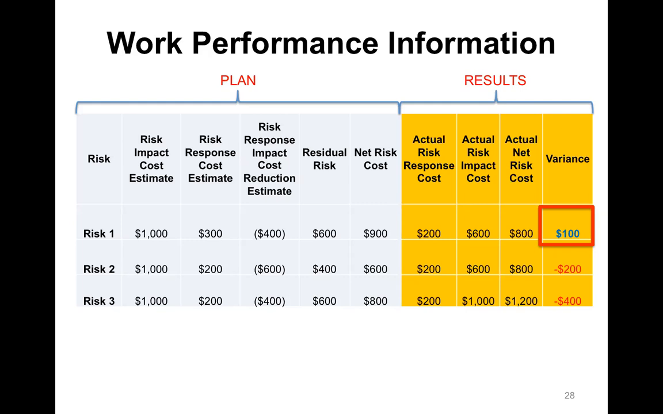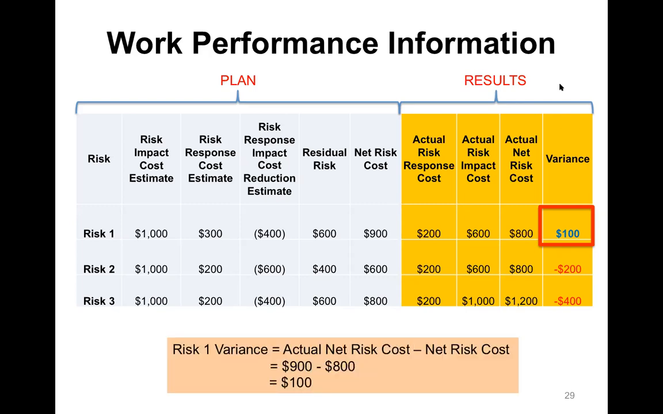So we have plan on the left and results on the right. And then we can calculate our variance. So for example, in this case, we have a variance of $100. So where did that come from? Well, the risk 1 variance came from the net risk cost minus the actual net risk cost, which is $900 what we estimated minus $800 that we actually incurred, which means that we had a variance of $100.